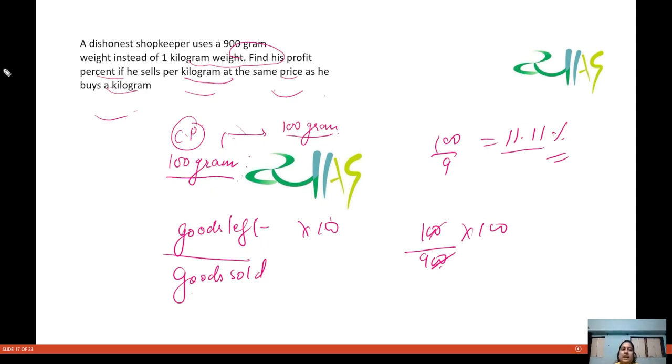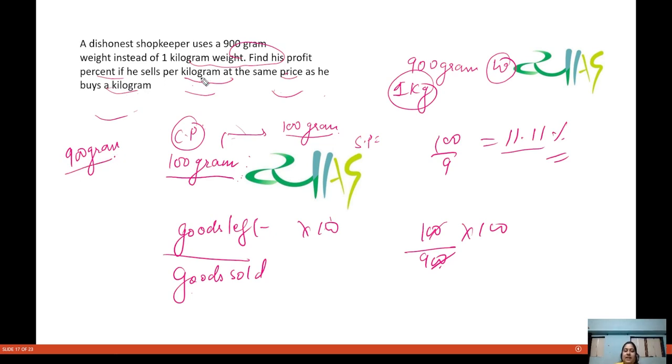See what I am telling here. It is saying there is a dishonest shopkeeper. He uses a 900-gram weight instead of a 1 kilogram weight. Find his profit percent if he sells per kilogram at the same price as he buys a kilogram. So selling price is the same. What he is doing basically, by selling 900 gram, he is taking the cost of 1 kilogram. That means 100 gram goods are left, because he is taking profit on only that much.